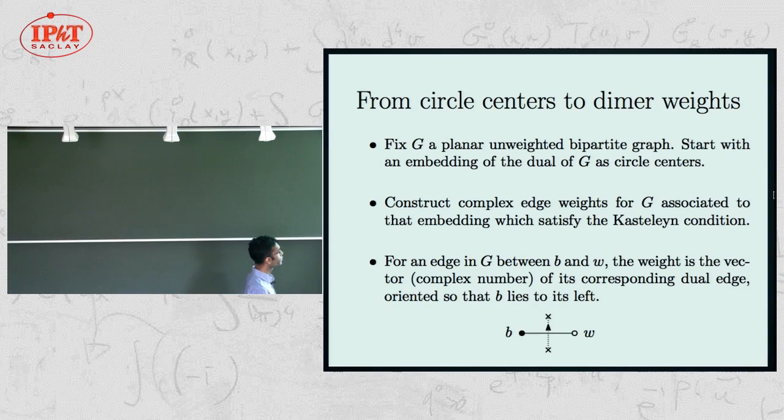So how am I going to construct some edge weights on, so say I have an edge here between a black vertex B and a white vertex W. How to construct an edge weight on this edge? So I'm going to look, this edge separates 2 faces, and each face corresponds to a circle, which has a center. I'm going to connect the corresponding 2 centers and draw the corresponding vector in such a way that the black vertex lies to its left. So this vector is some complex number, which is determined by the way I drew my circle centers, and I'm going to assign that complex number to this edge.